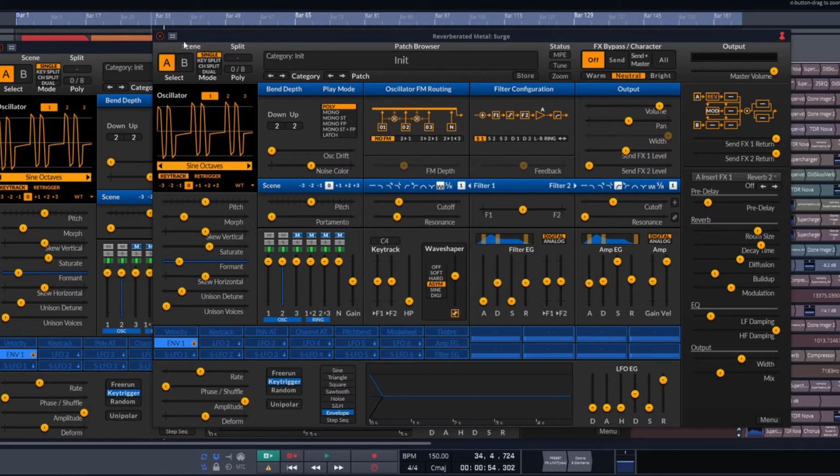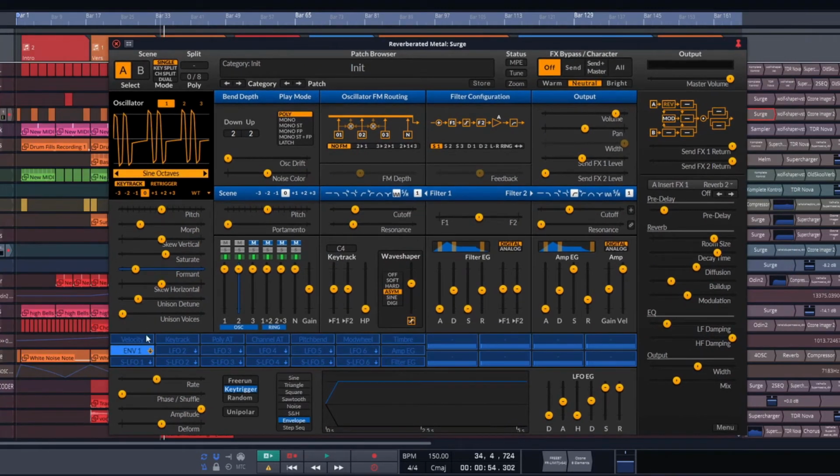Now, the last sound is basically a copy of the previous sound, except the envelope is inverted, so instead of fading in, it creates a kind of a donk sound.